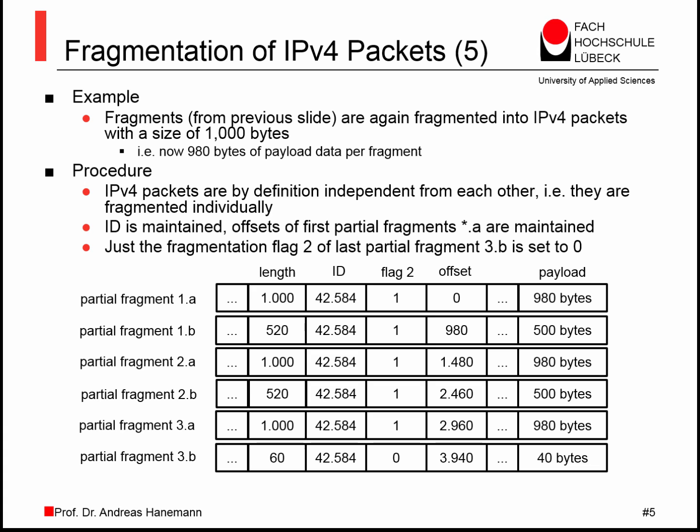The fragments now reach another router where the MTU size on the outgoing interface is 1000 bytes. As a consequence, the fragments have to be fragmented again. As explained before, this happens for each fragment on its own, so that no reassembly is done on the router. The result is that each fragment is split up into 2 smaller fragments, so that there are 6 fragments at the end. In each fragment an IP header is needed. You can also see that only in the very last fragment the flag 2 is set to 0.